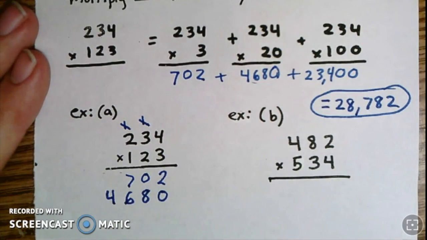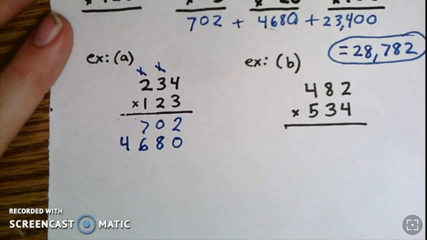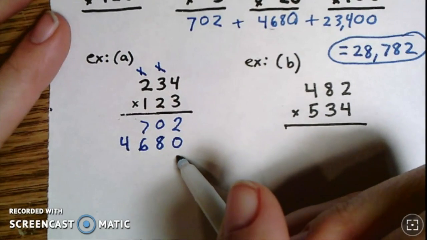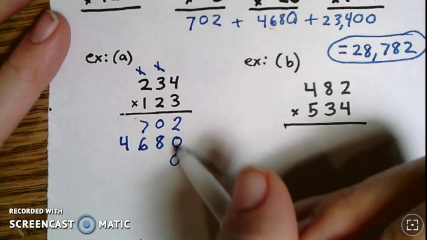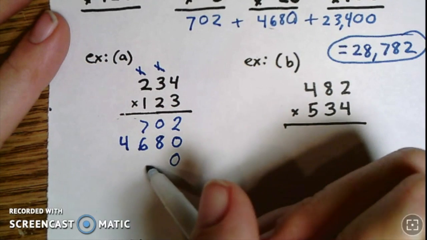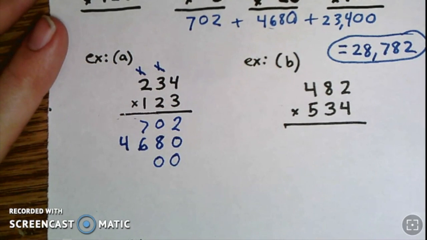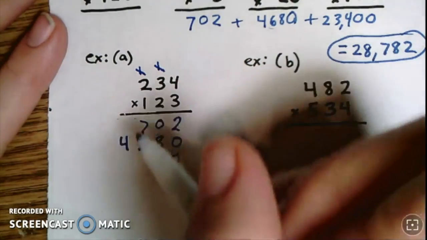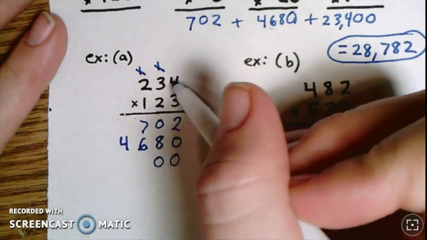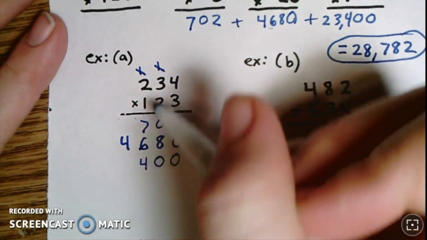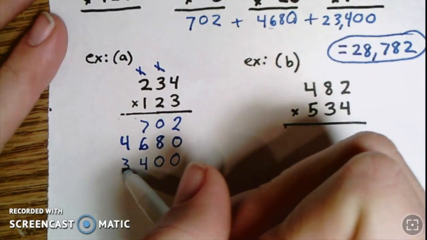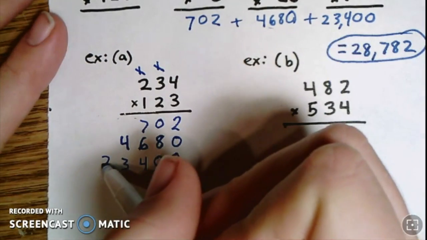Now for my hundreds, I'm going to do the same thing I did before with a 0 to keep my place, but I don't just want to go to the tens place, I want to go to the hundreds place. So I put 2 0 placeholders in, and now I'm going to do my hundreds. So I have 1 times 4, 1 times 3, 1 times 2.